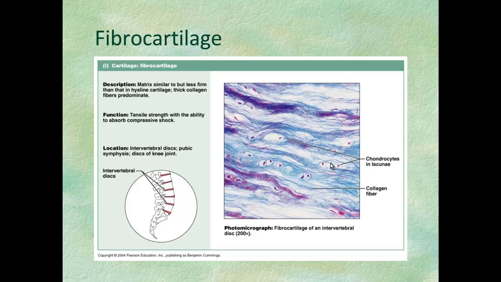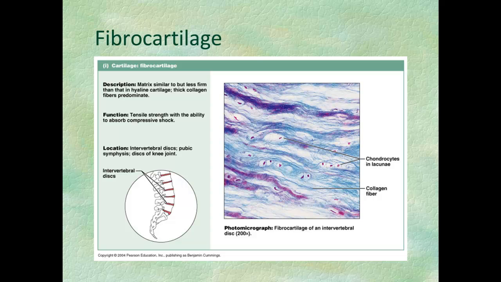And you can see the chondrocytes within the lacunae are sort of interspersed in between these fibers. The presence of these very thick collagenous fibers makes this type of cartilage very tough and resistant to things like compressive forces and tugging and pulling forces. As a result, you find this type of cartilage in areas that deal with a lot of stress, that are subjected to a lot of pressure.